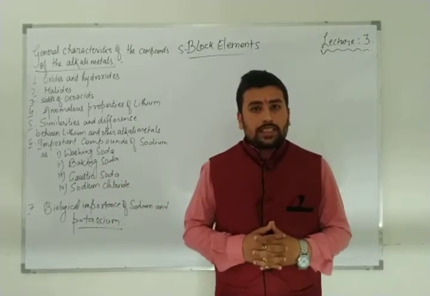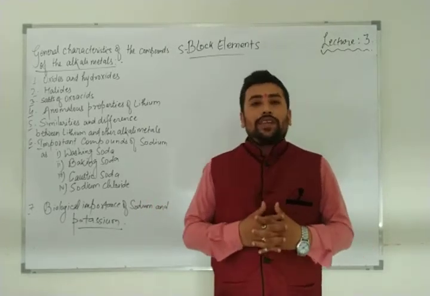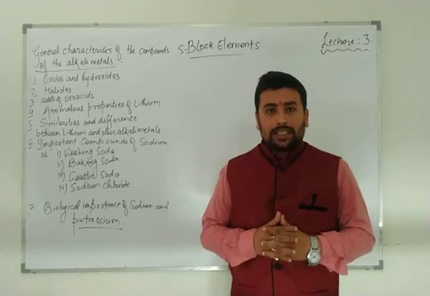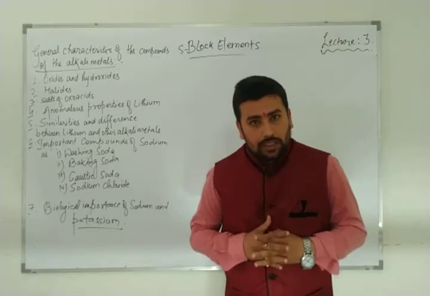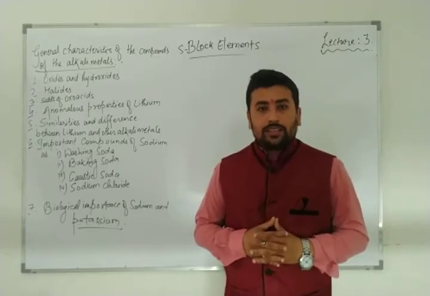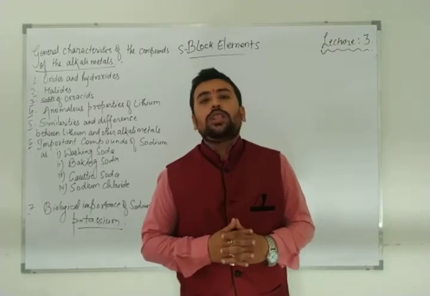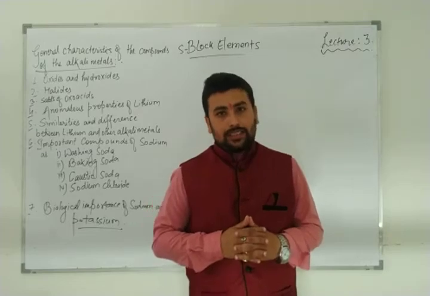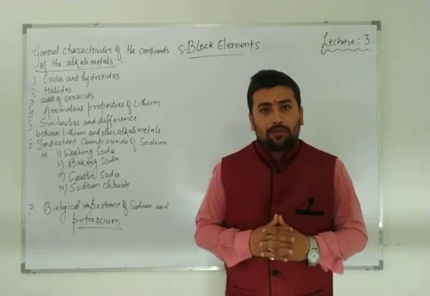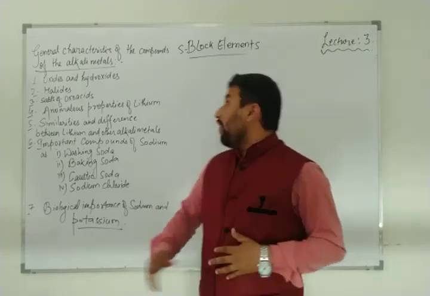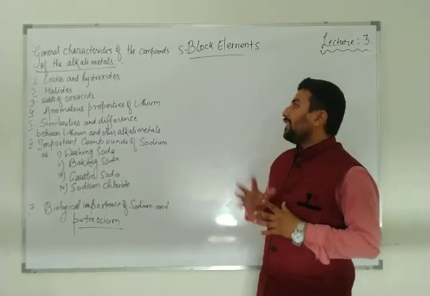Today we are going to discuss lecture number 3 of S block elements. In lecture number 1 and lecture number 2, we have discussed what alkali earth metals are, their occurrence, electronic configuration, ionization enthalpy, hydration enthalpy, physical and chemical properties, and the uses of alkali earth metals. Before moving towards the alkaline earth metals, group number 2, we have to discuss some general characteristics of alkali earth metals and their compounds.